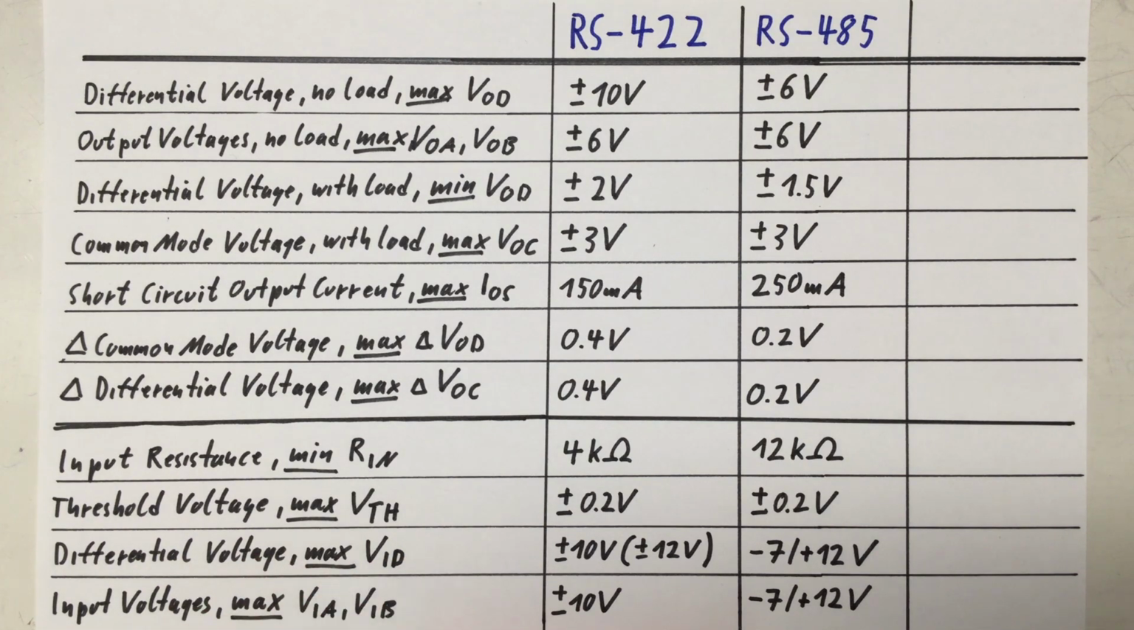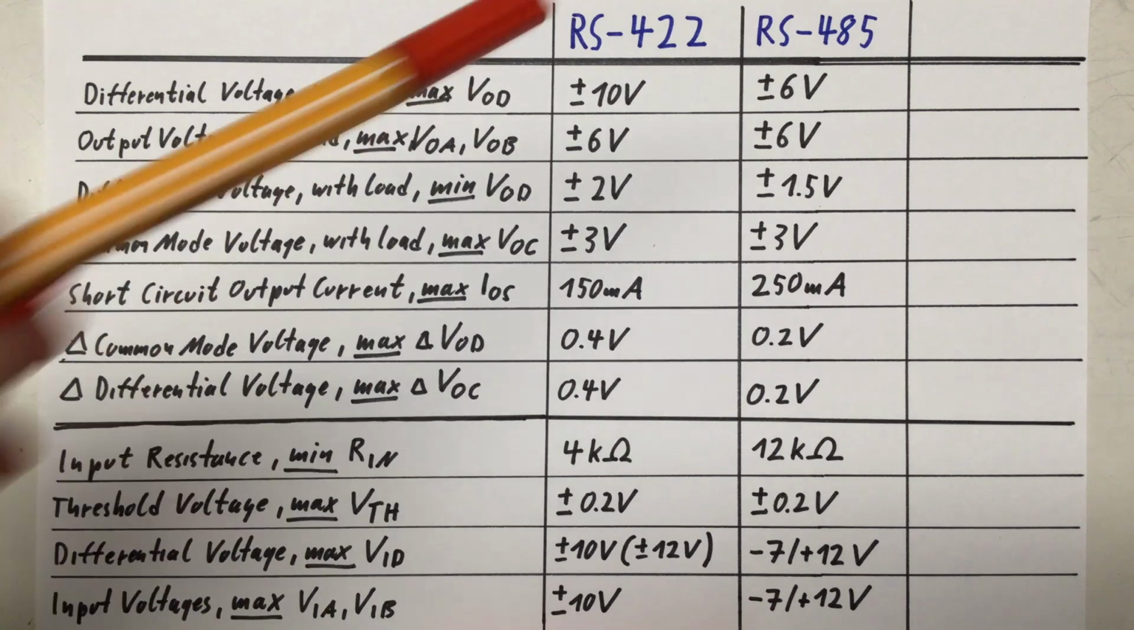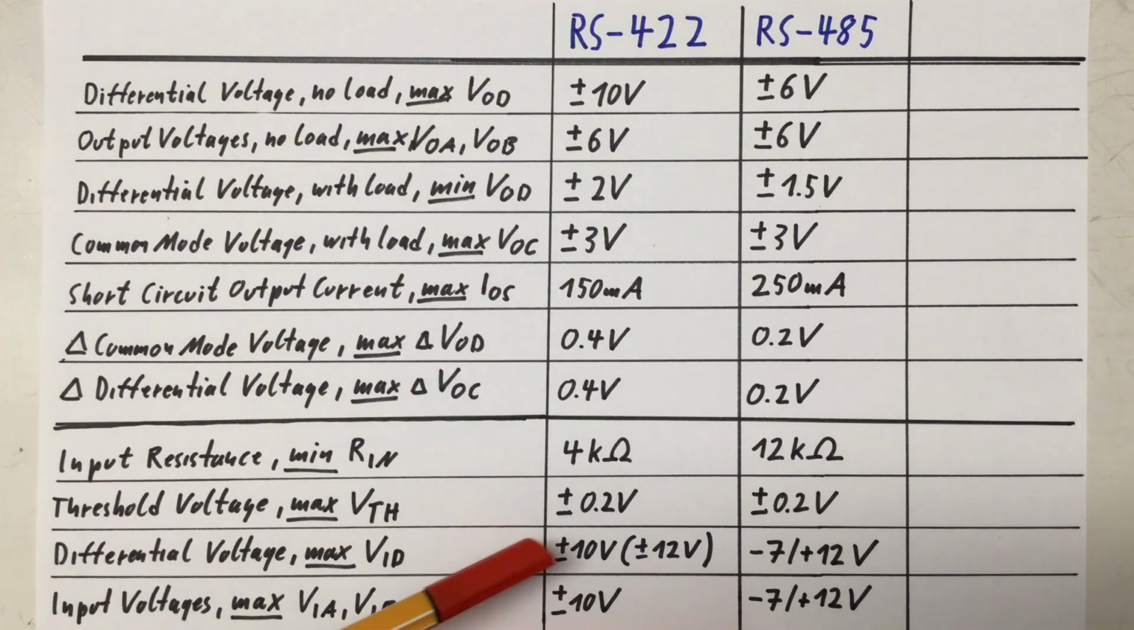The maximum differential voltage between the input pins that a receiver can still handle is for RS-422 plus minus 10 volts. There's an extended range of plus minus 12 volts, but the receiver has only to survive these voltages, not properly work. For RS-485, this becomes an asymmetric voltage range from minus 7 to plus 12 volts.